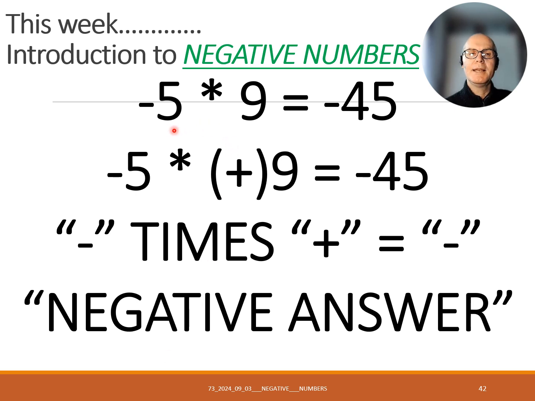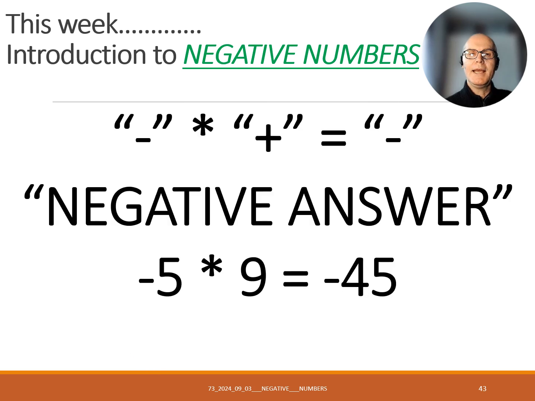Let's consider this one. Negative 5 times positive 9 equals negative 45. Negative times a positive equals a negative answer. Any negative number times any positive number equals a negative answer. In this case, negative 5 times positive 9 equals negative 45.